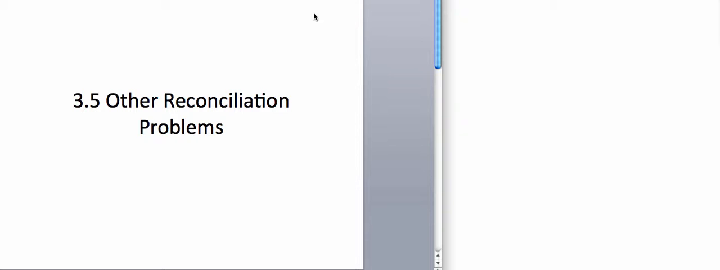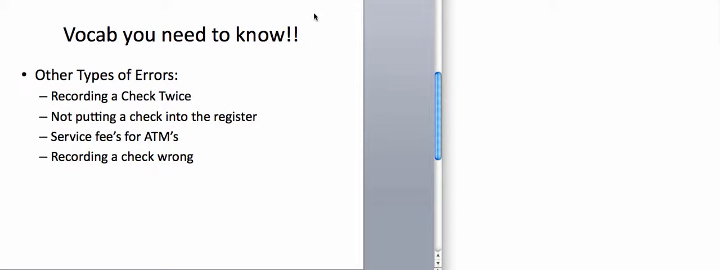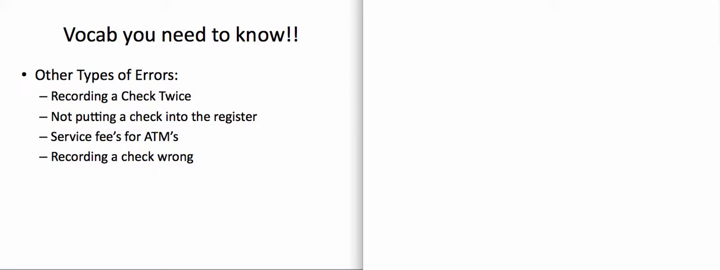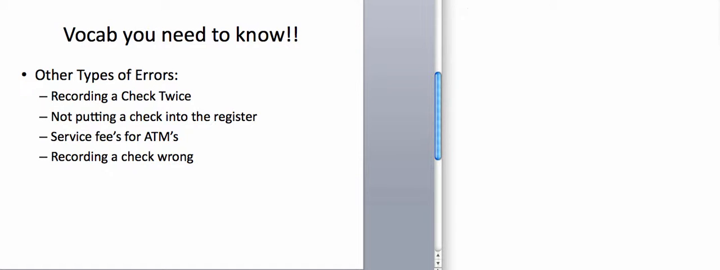We talked about in section 3.4 making your bank statement and your check register match up. Now we are looking at those same types of problems, except now we're looking at some different types of errors that could occur when we're doing that, such as recording a check twice, not putting something into the register, some ATM service fees that you didn't know about, or simply just writing something wrong. Okay, so we'll take a look at an example and then we'll let you get to work.